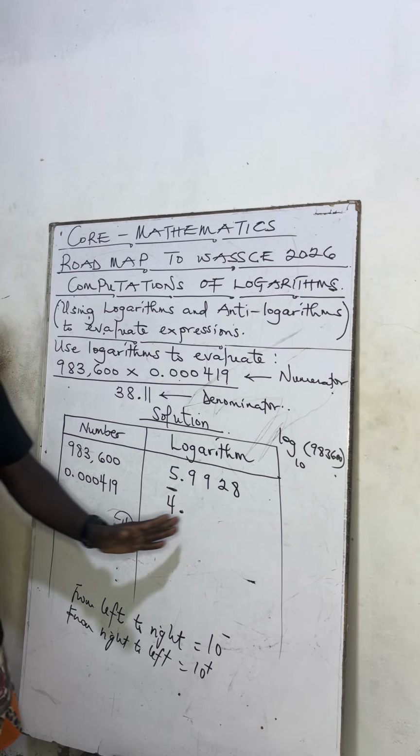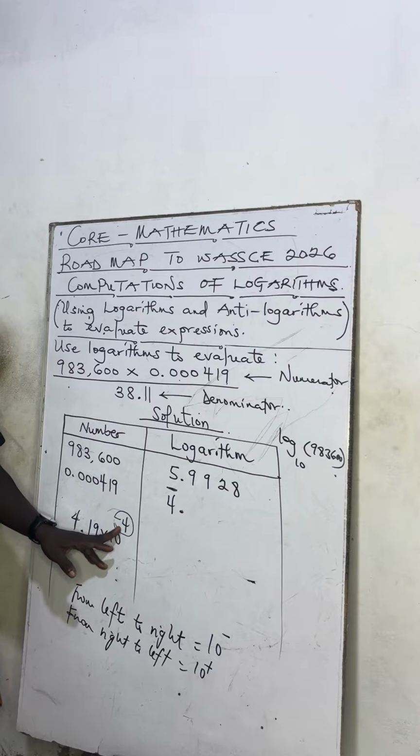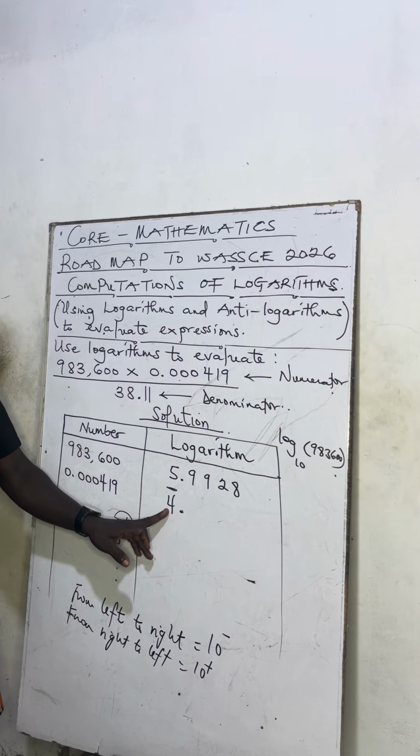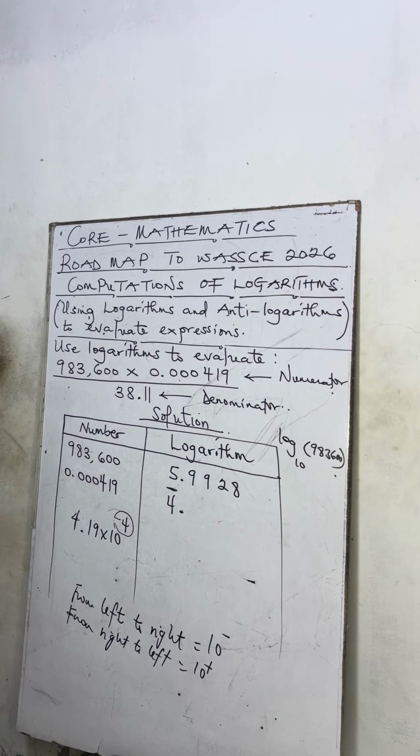Now we need to get the mantissa. You change it to standard form. The exponent will be the characteristic. So negative 4, with the negative on top of the 4, which means the negative is affecting only 4. Let's get the mantissa. The mantissa says punch the log of 4.19.